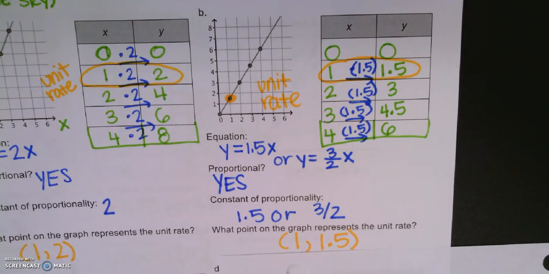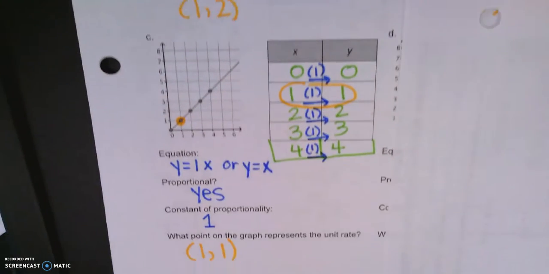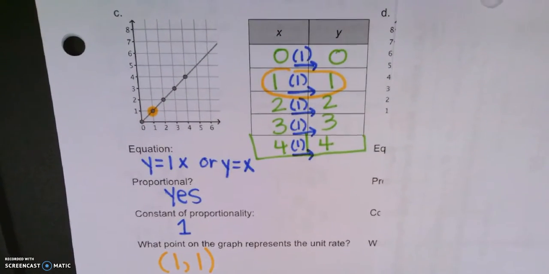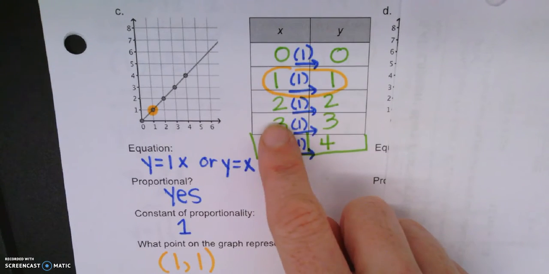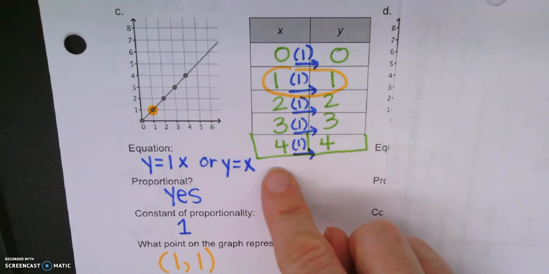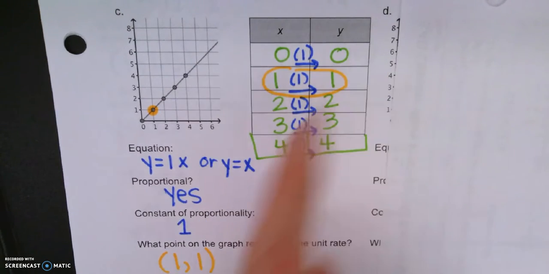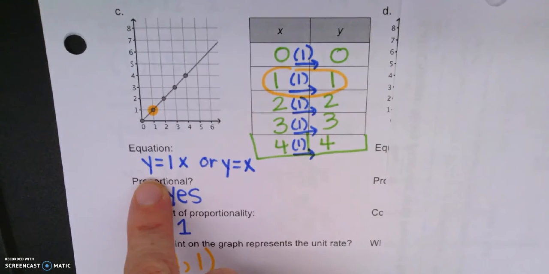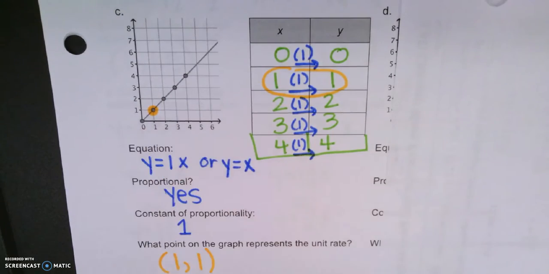Moving on to C, when we are looking at our beautiful linear graph, we noticed, of course, we have the origin (0, 0), (1, 1), (2, 2), (3, 3), and (4, 4). We're always multiplying x by 1 to get y. So our equation we can write as y = 1x, or just y = x. Is this proportional? Why, yes, the graph is linear and includes the origin.